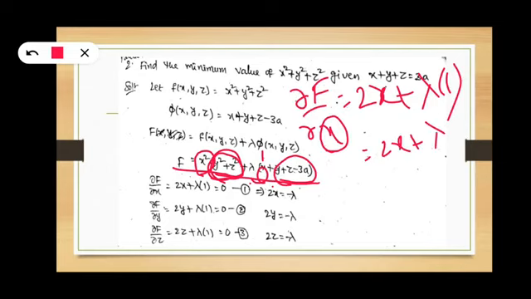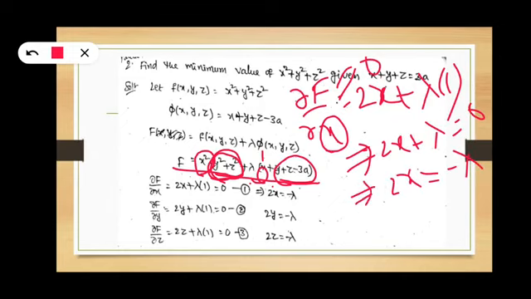Now we take dou F by dou x is equal to 0. For that we have 2x plus lambda is equal to 0. Putting lambda on the right side, 2x is equal to minus lambda. This is the partial differentiation with respect to x.